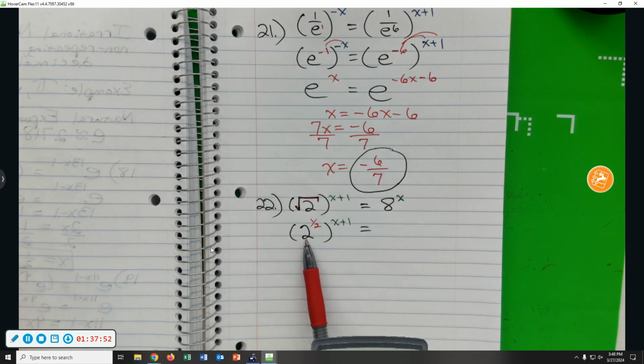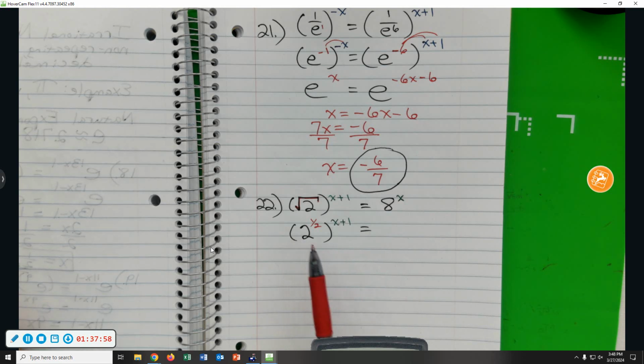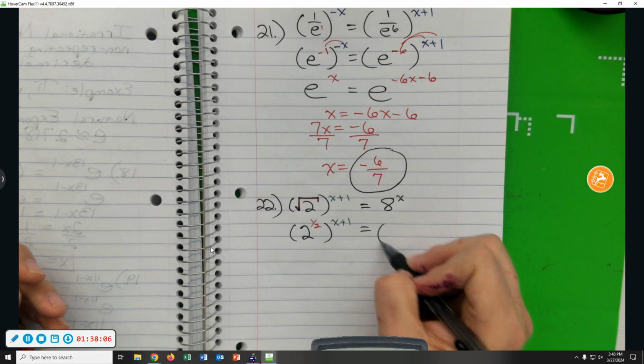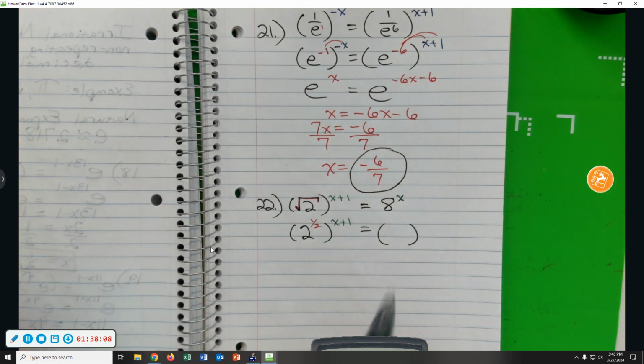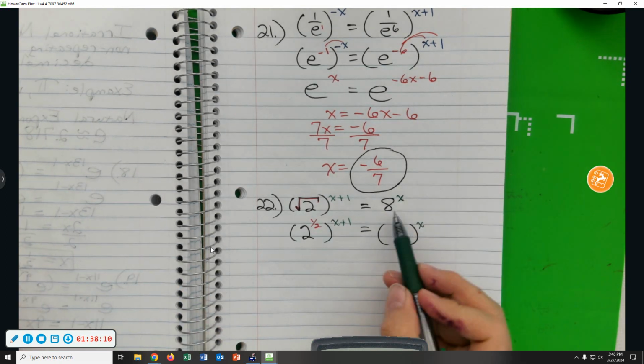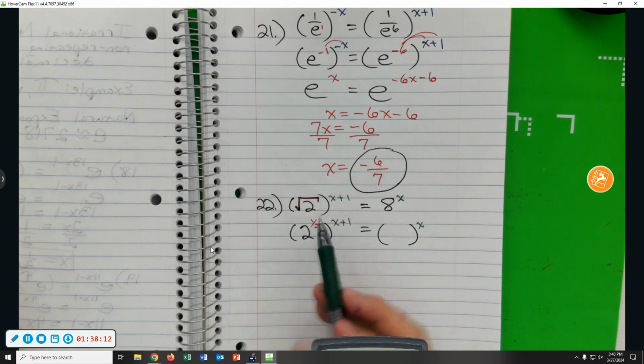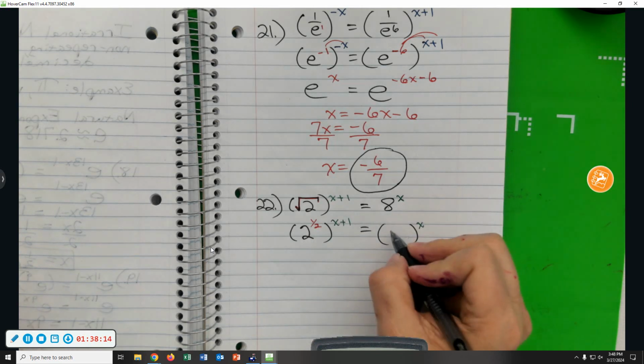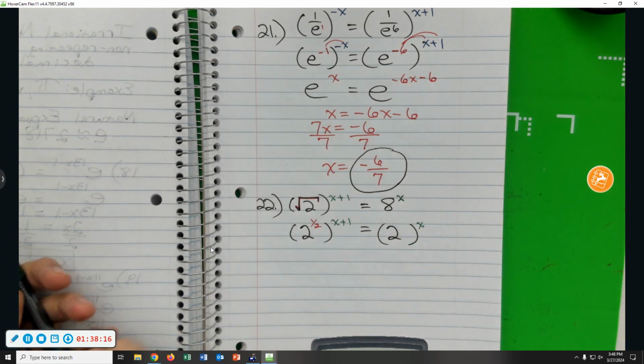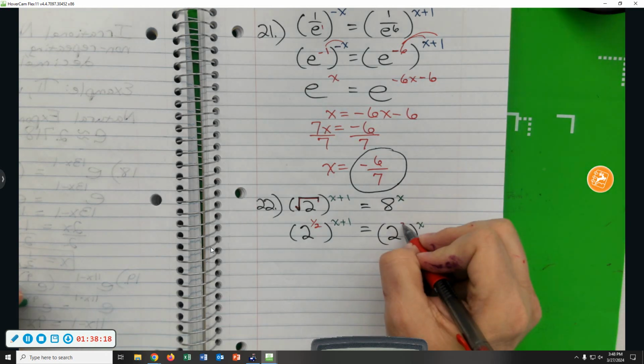So on the left side, I have a base of 2. Can I change 2? No, 2 is a prime number. If you have 2 as that base, you better be able to get a 2 over here. So let's see. We need to rewrite 8 as 2 to a power. 2 to what power gives us 8? 3, I agree.